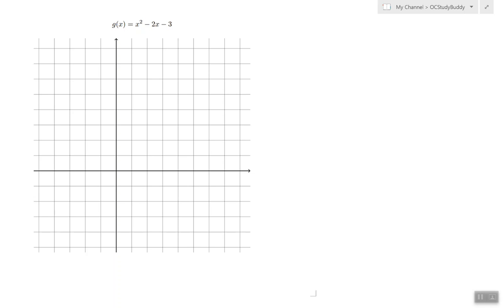In this video, I'm going to show you how to graph a quadratic function by first writing it in factored form. So what does it mean to write a function in factored form? That means we have it written as a product of two linear factors that look like this. And when it's written in factored form, then how do we graph it?